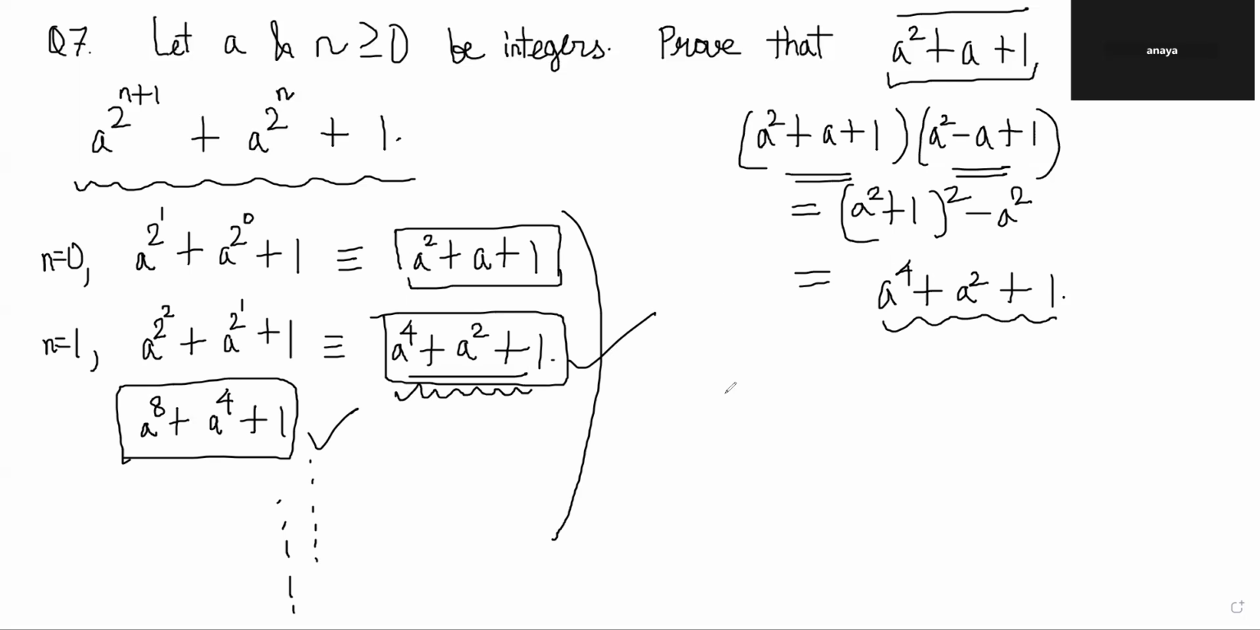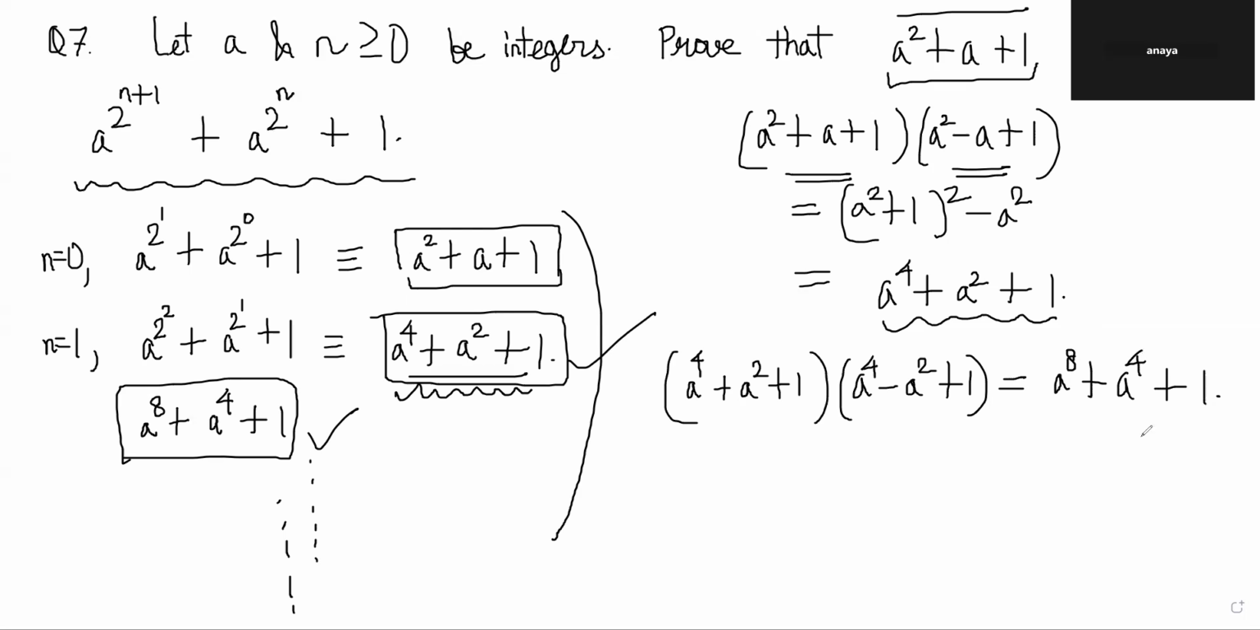Similarly, when you multiply a power 4 plus a square plus 1 with a power 4 minus a square plus 1, you will end up getting a power 8 plus a power 4 plus 1.